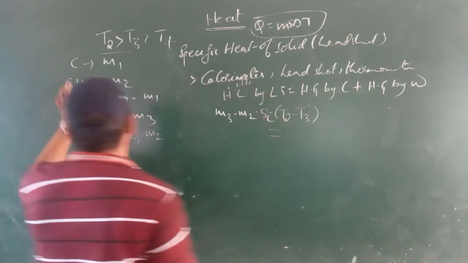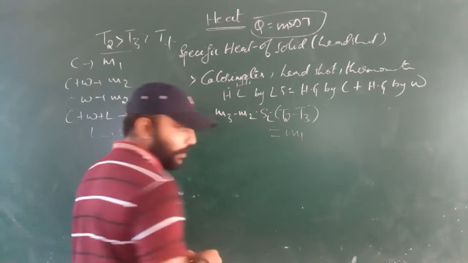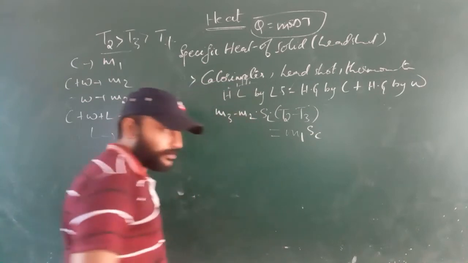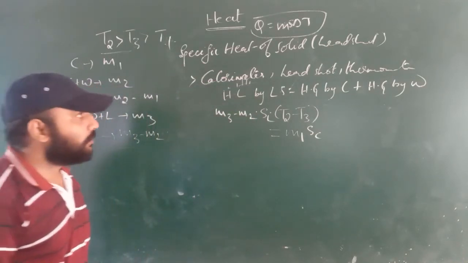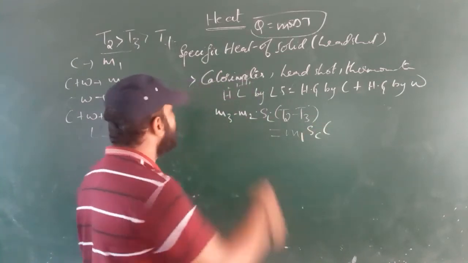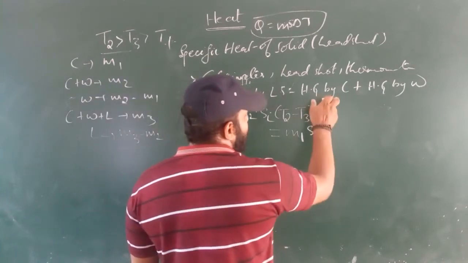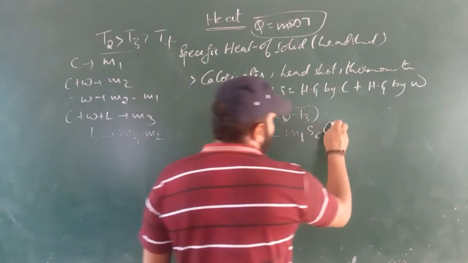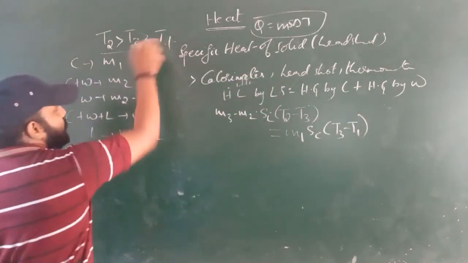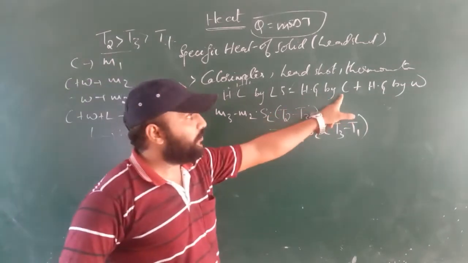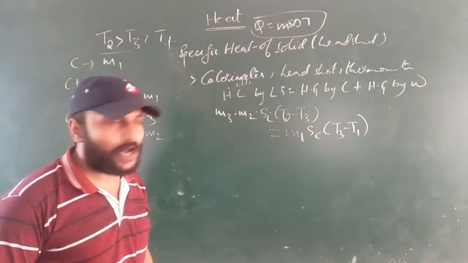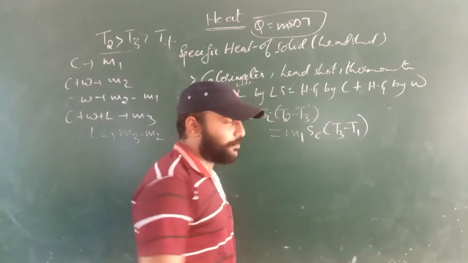What is the mass of the calorimeter? Mass of calorimeter is m1. What is the specific heat of the calorimeter? We don't know, we will take it as SC. What is the change in temperature? Higher temperature minus lower temperature. For the heat gained by the calorimeter, it is T3 minus T1, the temperature of the mixture. When you compare the temperature of the mixture with the calorimeter, the temperature of the mixture will be greater than the temperature of the calorimeter.